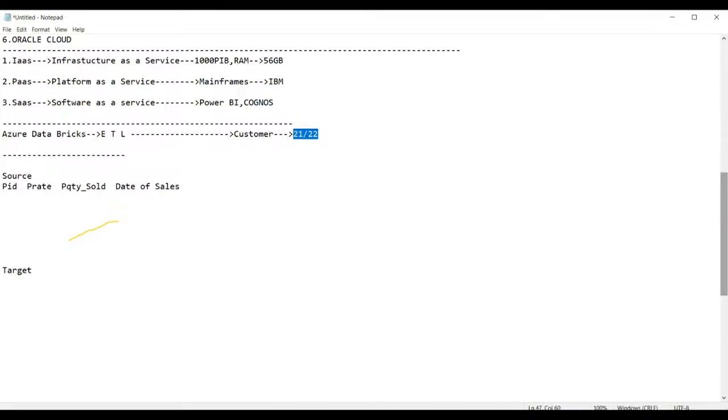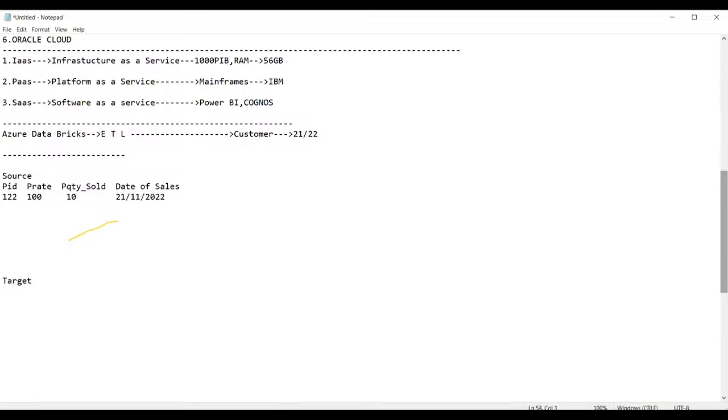So guys, to answer this query or to report the same to the customer, what do you require? You require the source, consisting of the following information: product ID, product rate, product quantity sold, date of sales. Let us give the product IDs something like this. Product rate, let us give it as 100 rupees, and the quantity sold is 10, and then you have the date of sales. The date of sale is 21.